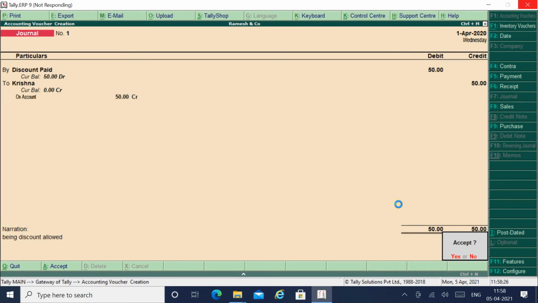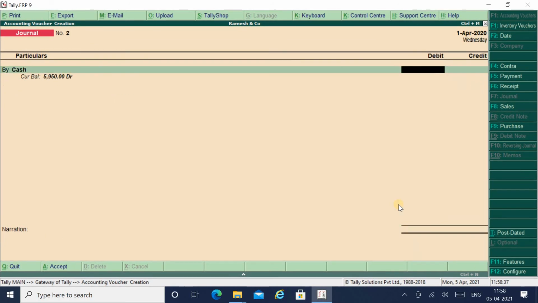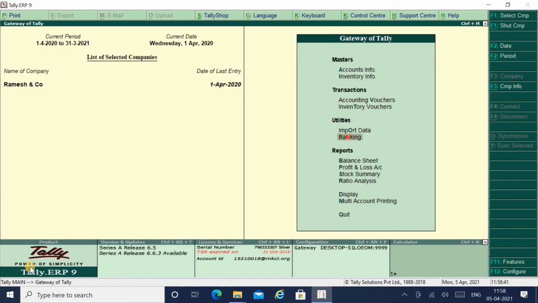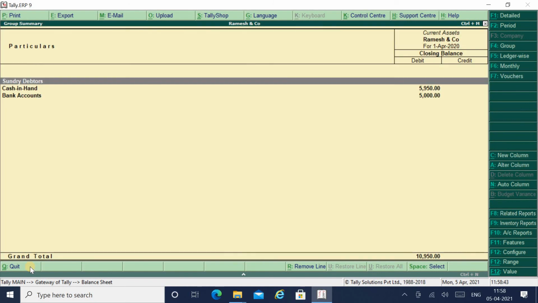So just remember friends that whenever the customer is paying you less amount than the transaction value, then always and always it will be your discount paid. Now let's go to balance sheet, go to current asset, and under sundry debtors you are not able to see anything. The balance is nil.